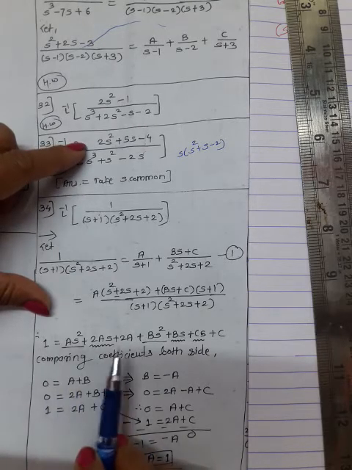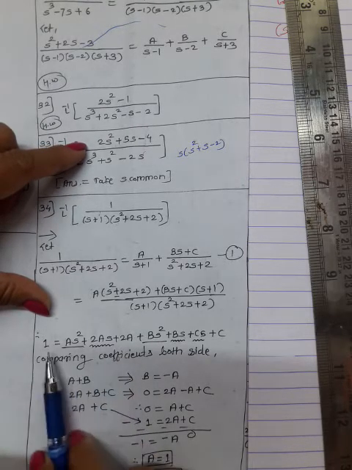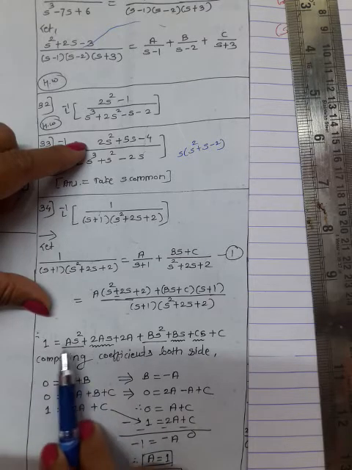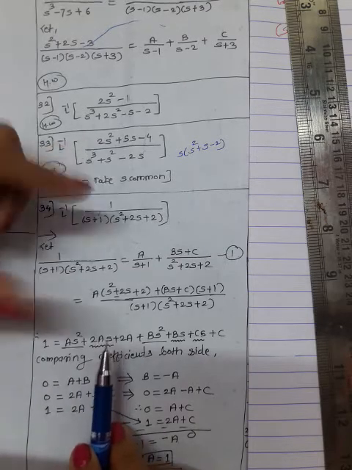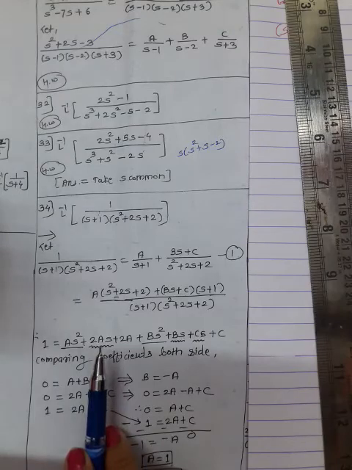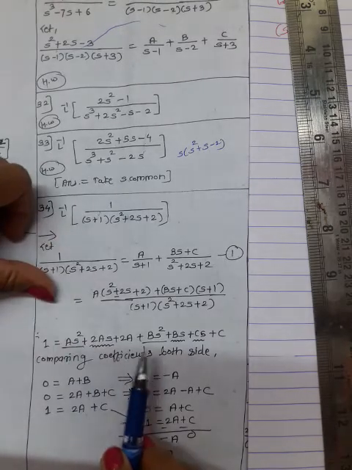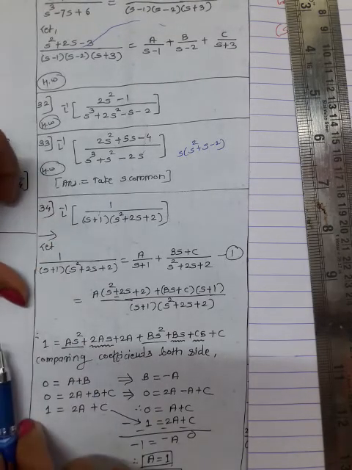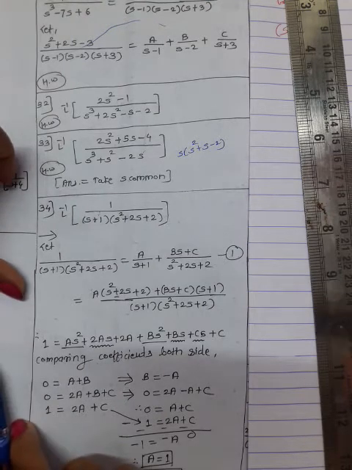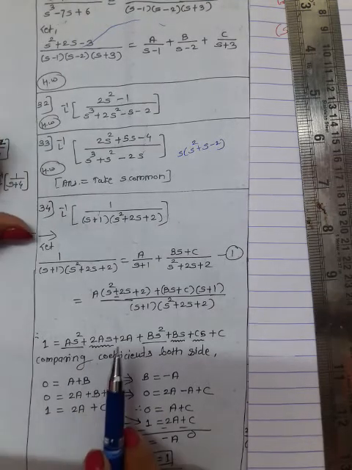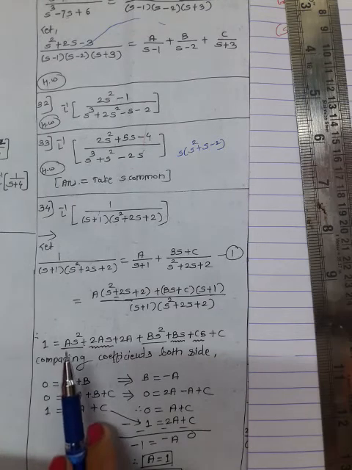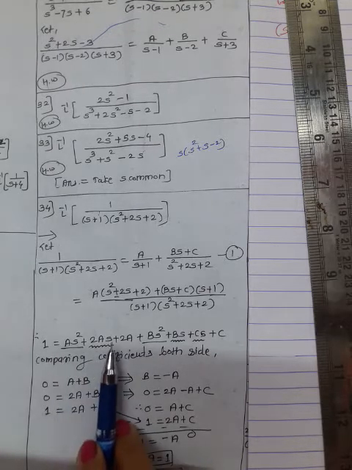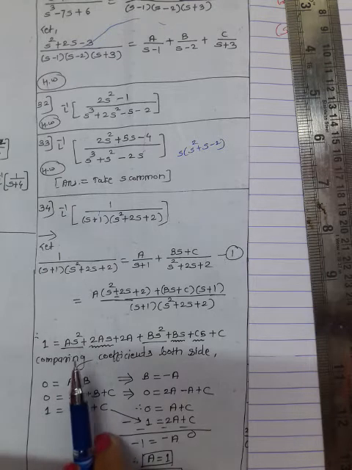What is the meaning of this equation? The meaning of this equation is that the coefficients on both sides must be equal. Suppose the coefficient of s square on the LHS must be equal to the coefficient of s square on the RHS. The coefficient of s on the LHS is equal to the coefficient of s on the RHS. This is the meaning of this equation.